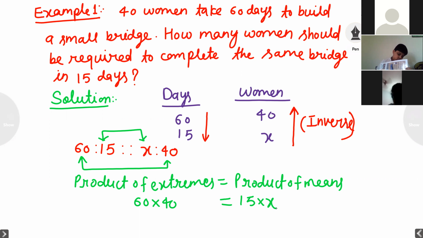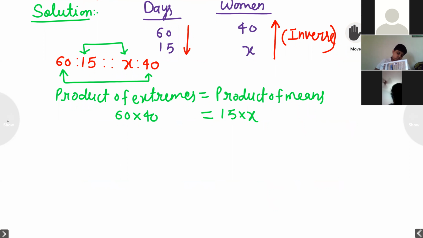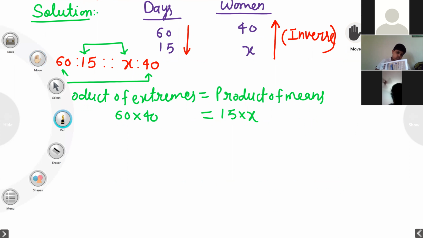Concentrate, students, here. In the case of inverse proportion, there is only one method. One arrow will come down and the second arrow will go up. How to write again? 60 is to 15 is the same as x is to 40, not 40 is to x. This point I am stressing again. Now I want to apply product of extremes is equal to product of means, to find the value of x.